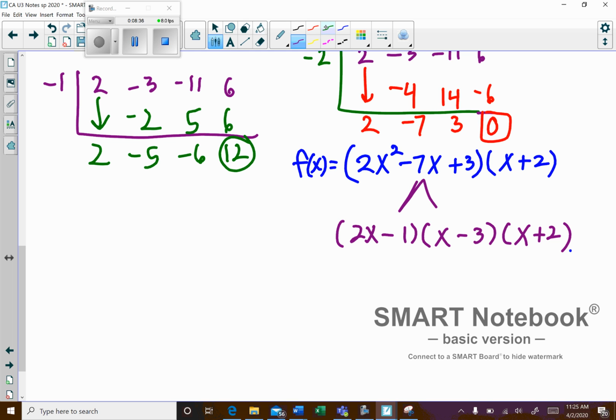Okay, so the last part is to list all my solutions. So the first one would be +1/2. Second solution would be 3. And then the last one's going to be -2. So there are my solutions to that polynomial.